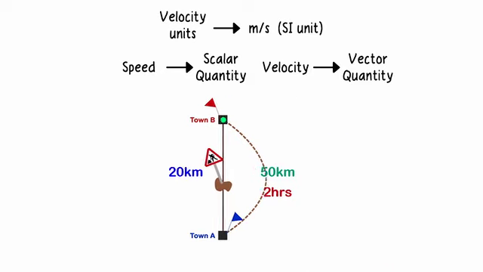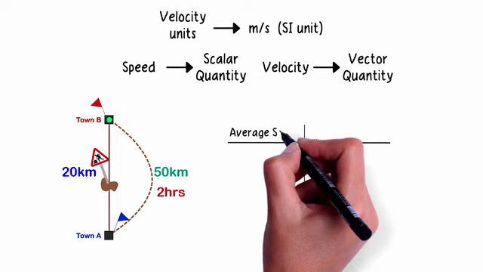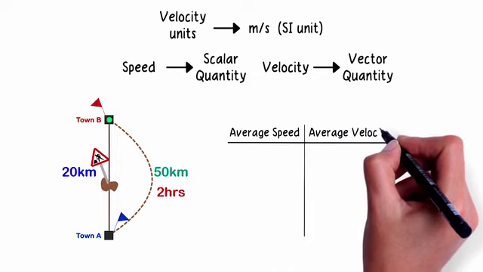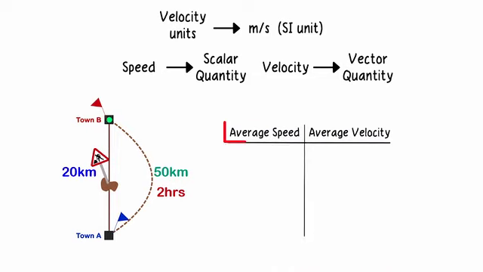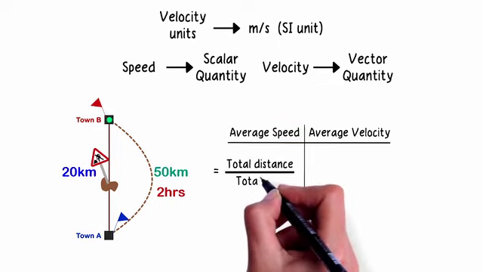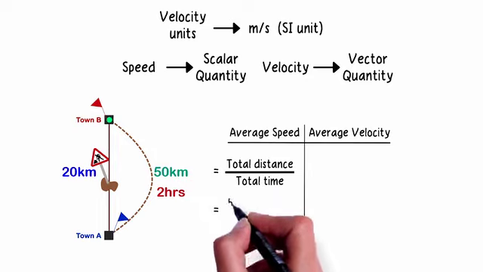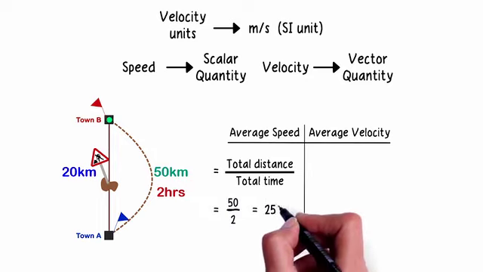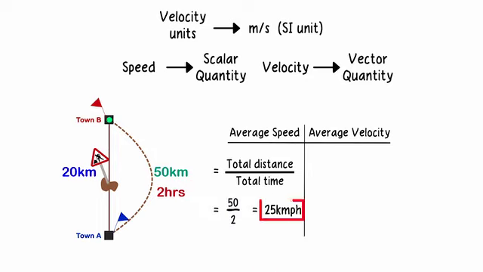Let's make 2 columns here, one for average speed and another for average velocity. Do you remember how to calculate average speed? It's total distance covered over the total time taken. So 50 over 2, and that gives us 25 kilometers per hour as the average speed.